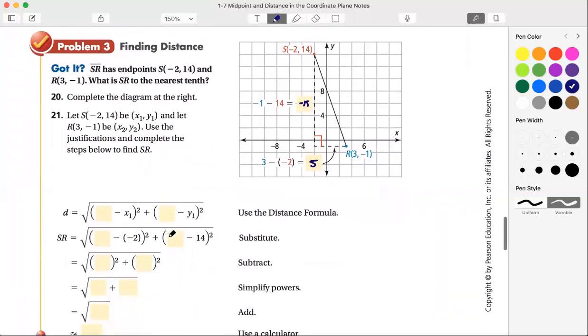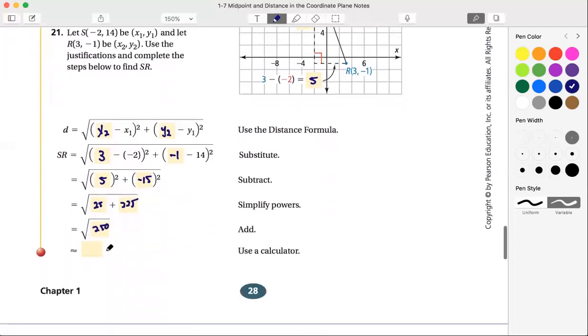All right, so let's use the distance formula. The formula is d equals the square root of (x2 minus x1) squared plus (y2 minus y1) squared. Plugging in the values, the x2 coordinate was 3 minus -2, and -1 minus 14. This value here is 5 squared plus -15 squared. So this value here is 25 plus 225, and this equals 250.